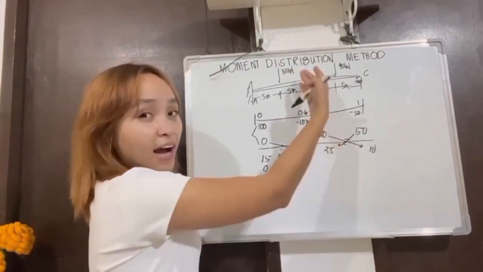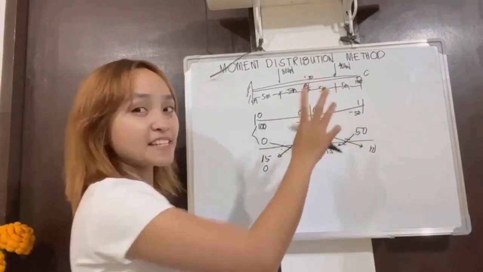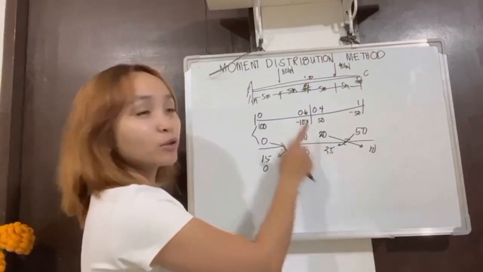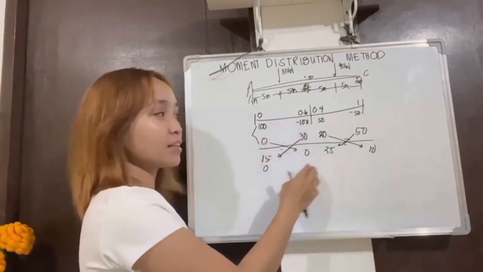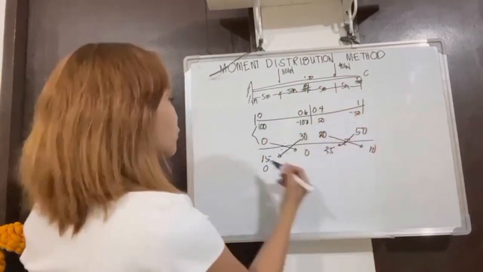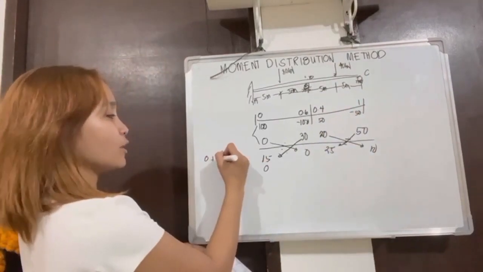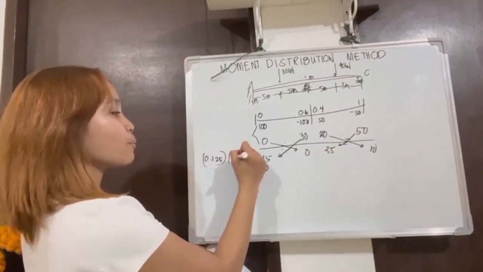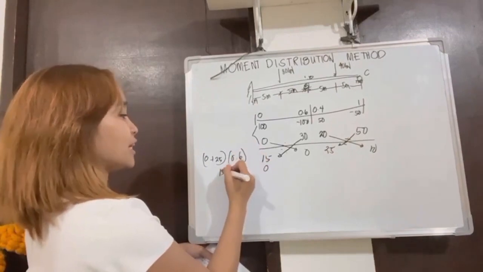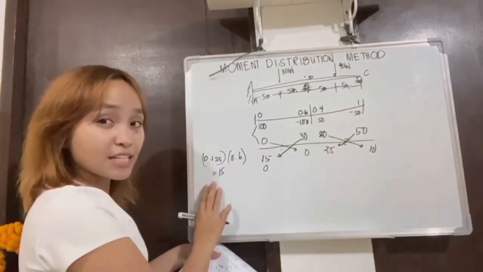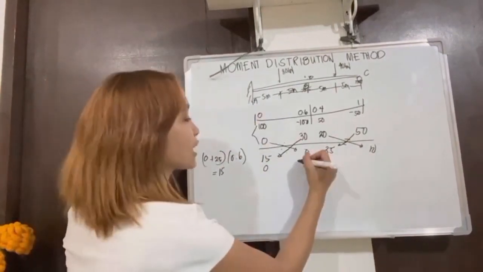Then, since both belong to one joint, we need to add, then multiply by 0.6 from here, and the other one is 0.4. So, what we got here is 0 plus 25 times 0.6, which equals 15. Since it is positive here, our answer here is negative 15.